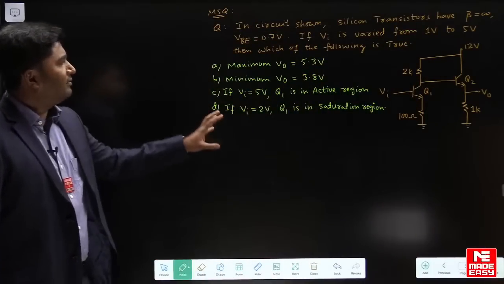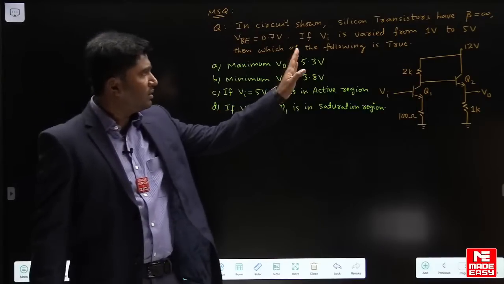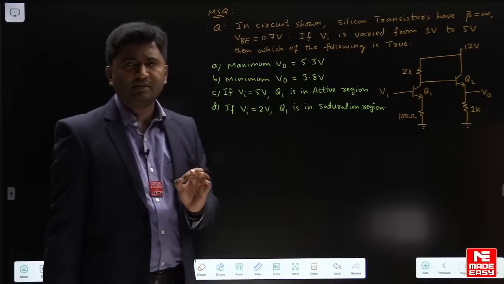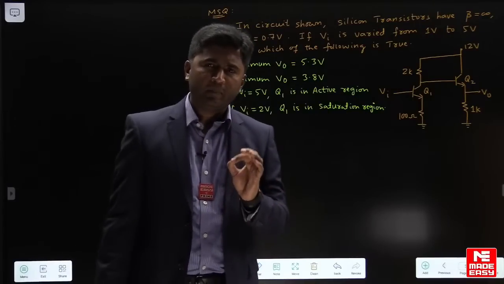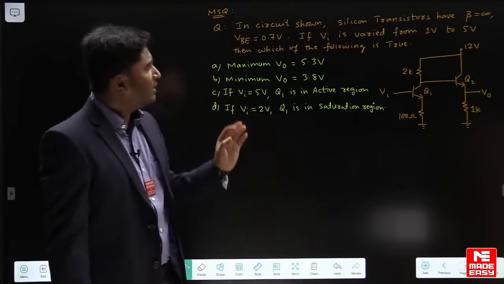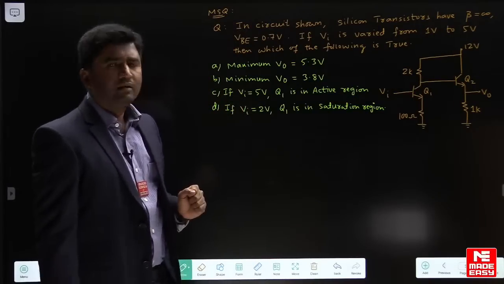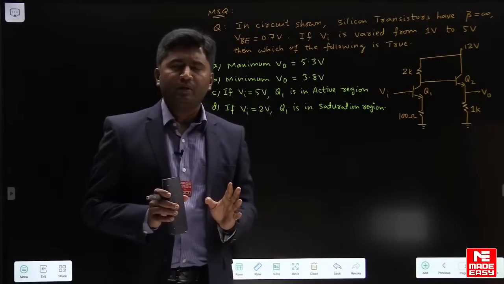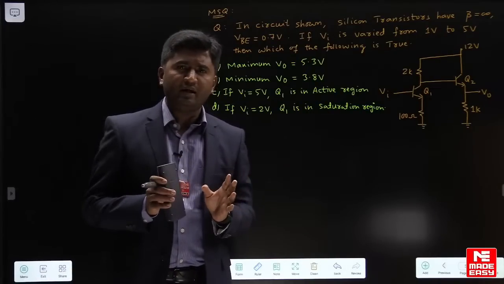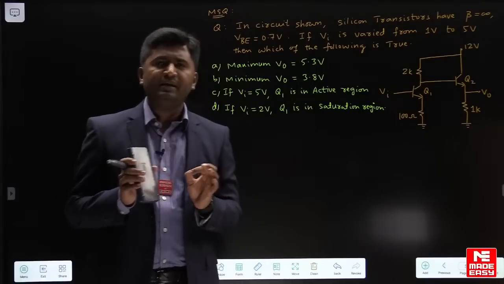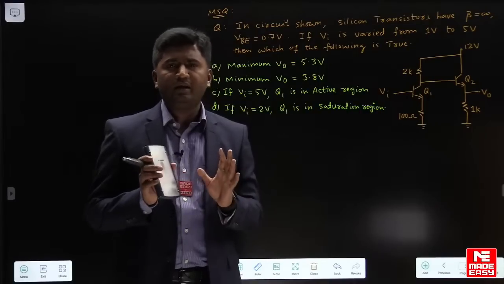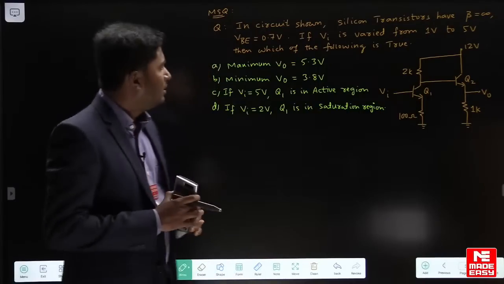Now in this question we have 2 silicon transistors interconnected, and it is mentioned that these transistors have a very high beta, beta infinite. When the question says beta infinite, we can ignore base current in the solution. So please remember, when beta is given as infinite, you can directly ignore base current and take collector current and emitter current approximately equal.